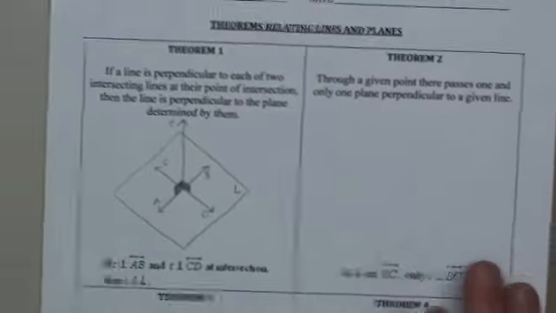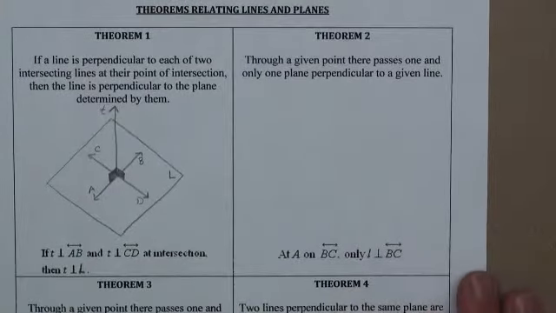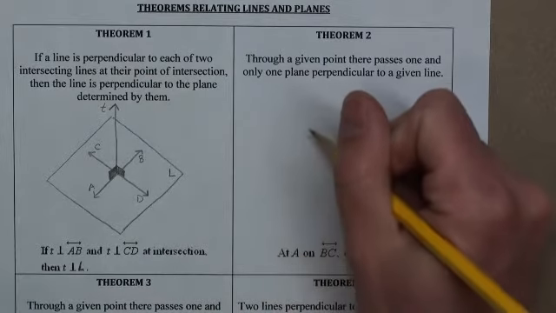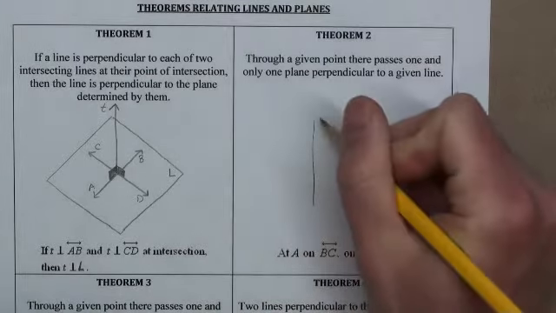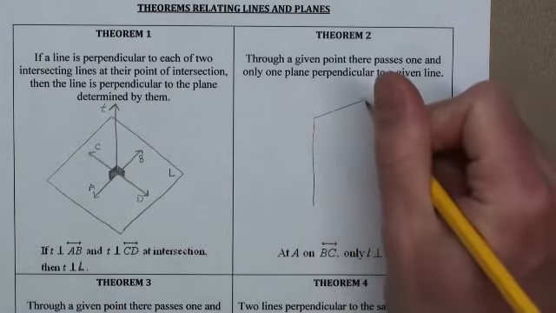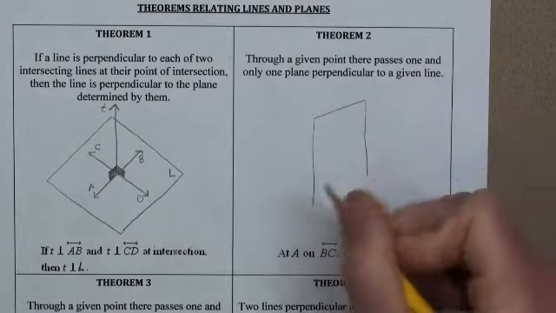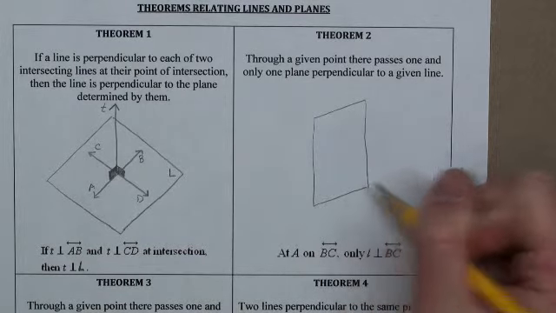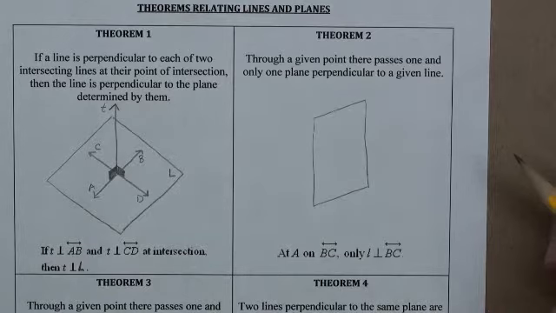Okay, so let's look at theorem 2. Through a given point there passes one and only one plane perpendicular to a given line. That means that if we have a plane, now we can draw a plane any way we want. It just represents a flat space. So let's say that's our plane this time.